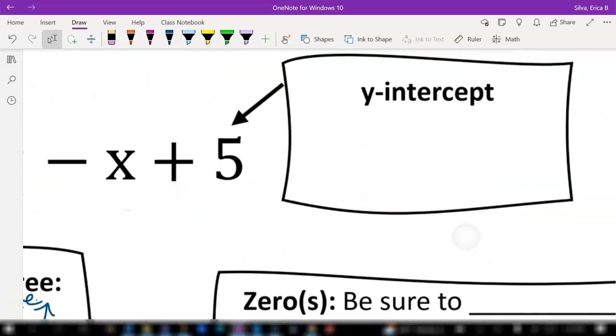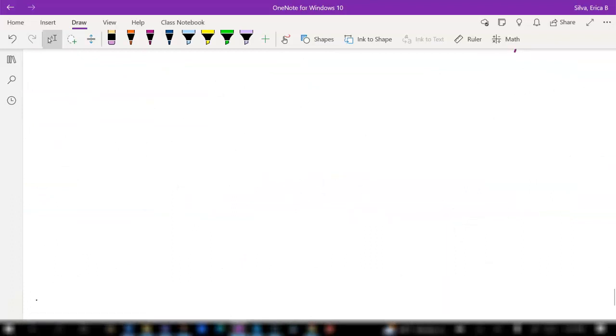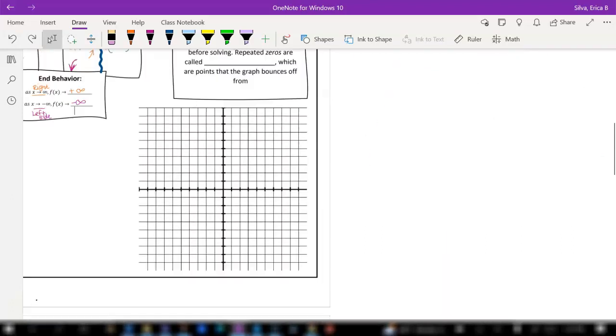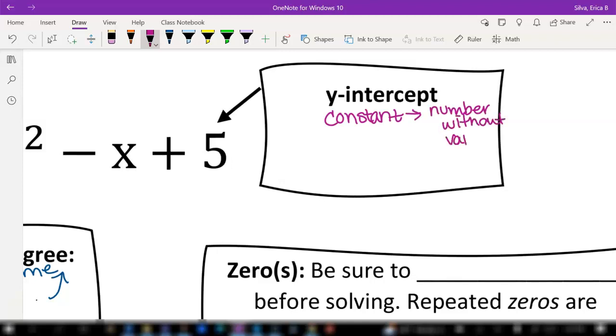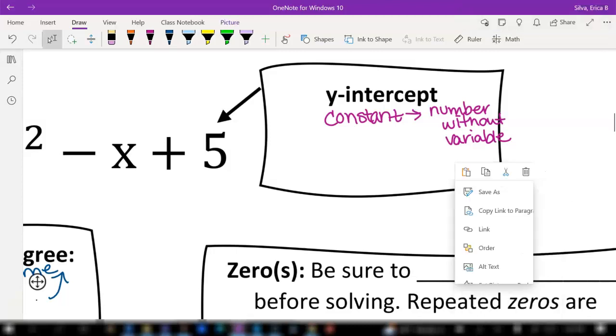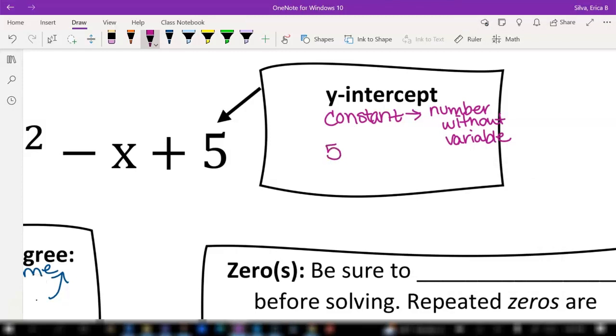The feature we can get from standard form is the y-intercept. The y-intercept is the constant of your polynomial. Remember, your constant is the number without the variable. If there is no number that does not have a variable, then my constant or my y-intercept will be 0. So my constant is 5 in this example, so my y-intercept is 5.